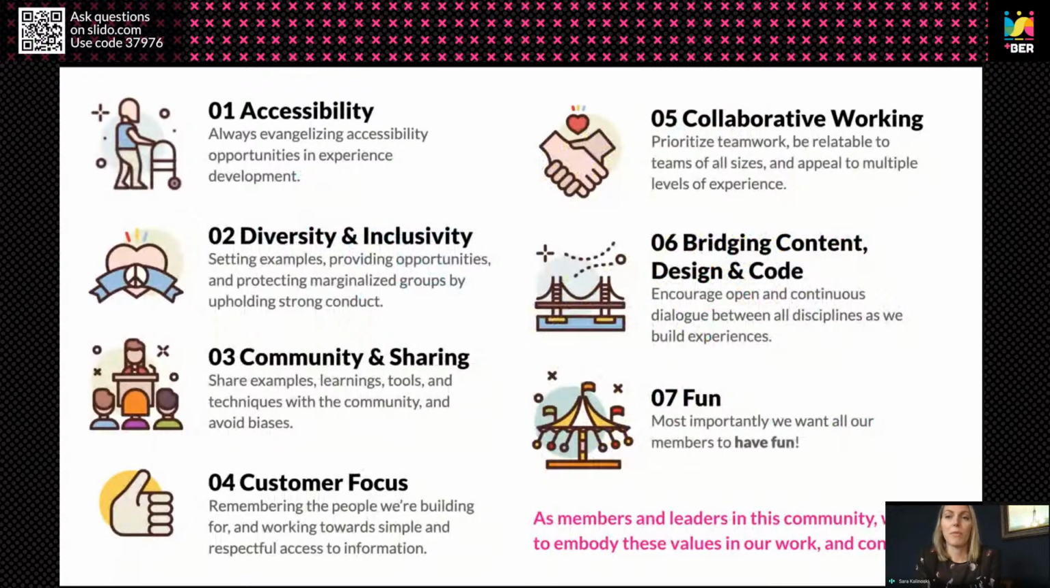The one that we'll really dig into tonight is number 5 on collaborative working. So those talks that we'll have tonight cover that.